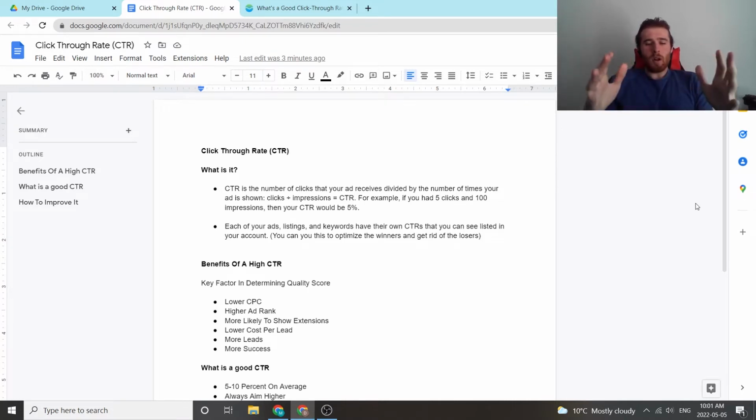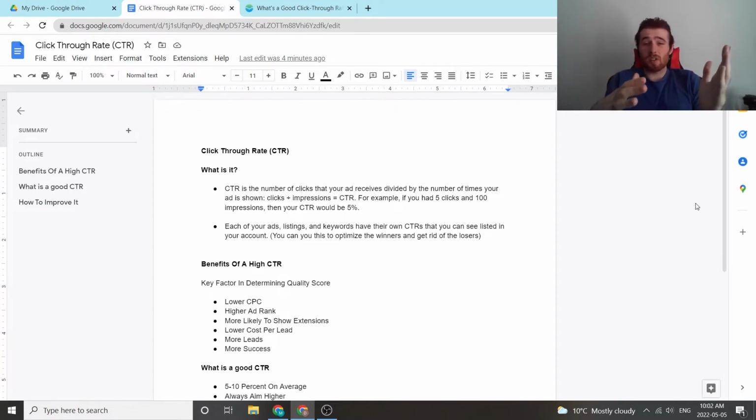One important thing to note for click-through rate in Google Ads is that essentially every part of your ad, whether it's the keyword, the listing, or the actual ad, has its own click-through rate. So everything can be seen at a very microscopic level, and you can adjust and optimize the winners and get rid of the losers. So it's very, very important to go through, read these click-through rates, and find out what is working and what's not. Maybe your ad extensions are really doing well, but your actual ad itself isn't doing great. So really you need to focus on that ad, switch it up.